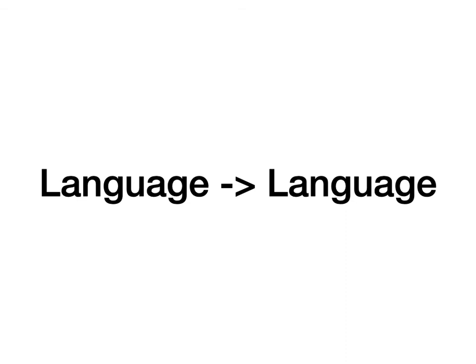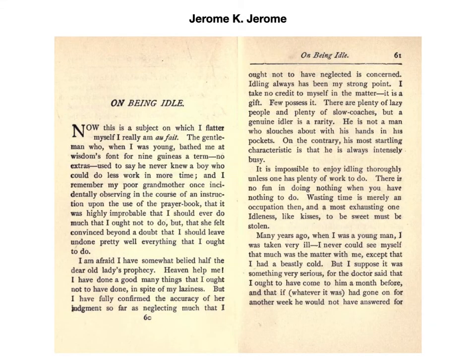Language to language. This is a project that in its raw form takes GPT-3 and just feeds it some language, and then someone gives it a prompt and it produces language similar to the first. Let's look at an ancient text by Jerome K. Jerome, on being idle. "Now, this is a subject on which I flatter myself I really am au fait. The gentleman who, when I was young, bathed me at wisdom's font for 9 guineas."